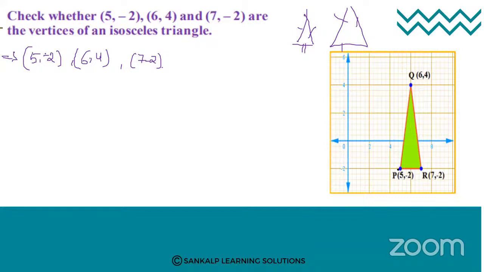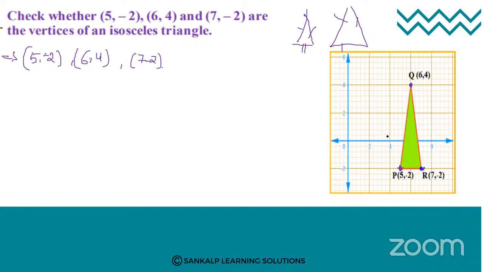Call this as point P. (5, -2), it will come here. (6, 4) will come here. (7, -2). Okay. So this is one triangle.